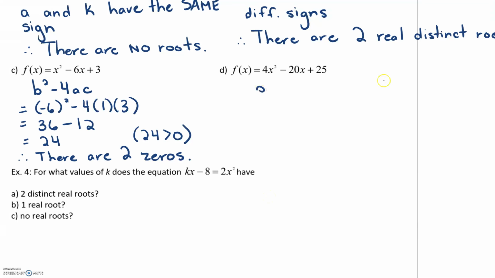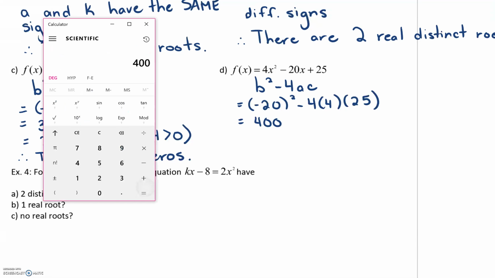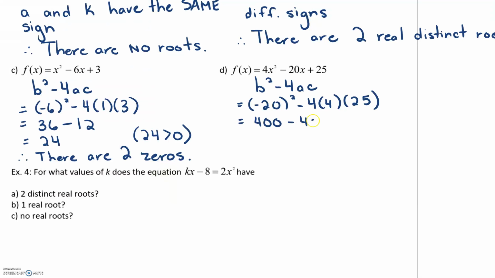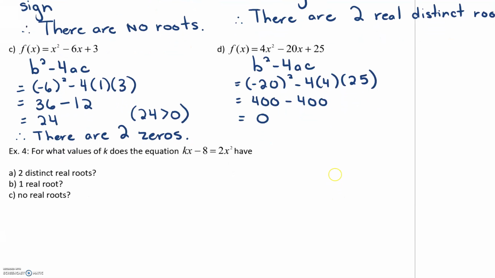All right, moving on to the next one. Again, standard form, so we need to calculate b squared minus 4ac. b is negative 20, times 4 times 25. Negative 20 times negative 20 is 400. 4 times 4 is 16. 16 times 25 is 400 again. So notice here how 400 minus 400 is 0. Because it's equal to 0, that means that therefore there is 1 root.